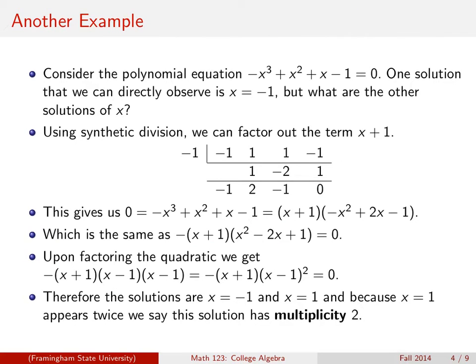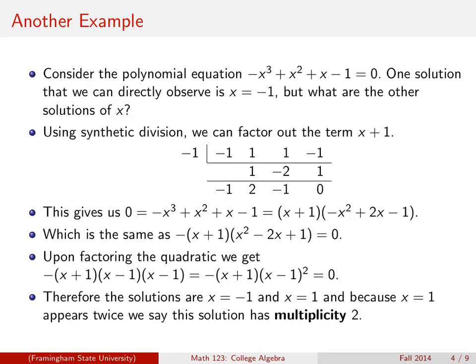So here's another example. Here we have this polynomial equation, negative x to the 3rd plus x squared plus x minus 1 equals 0. Now, one solution that we could directly observe is if we plug in negative 1, we're going to end up with 0. So let's try and see, now that we know that one solution, can we break down the polynomial to figure out more solutions, maybe more x values that are in here?